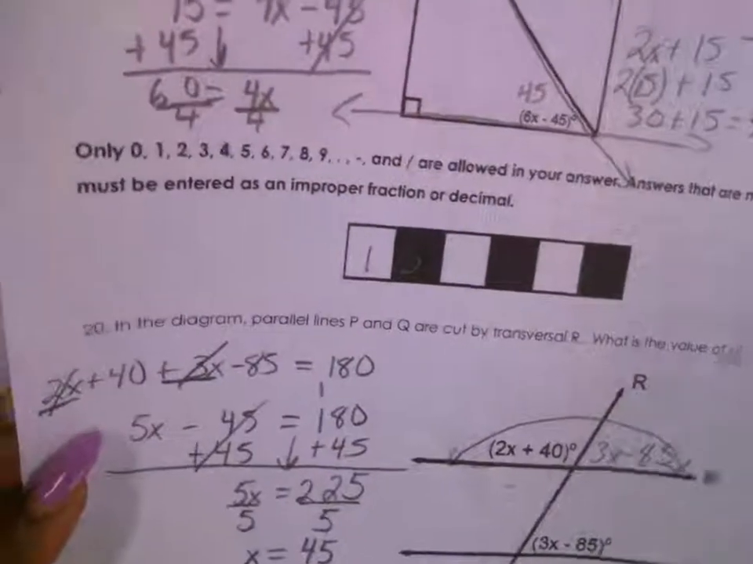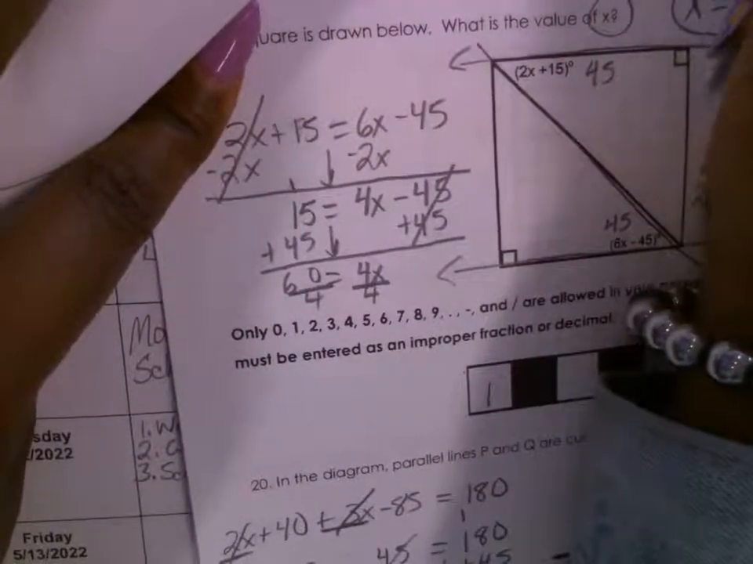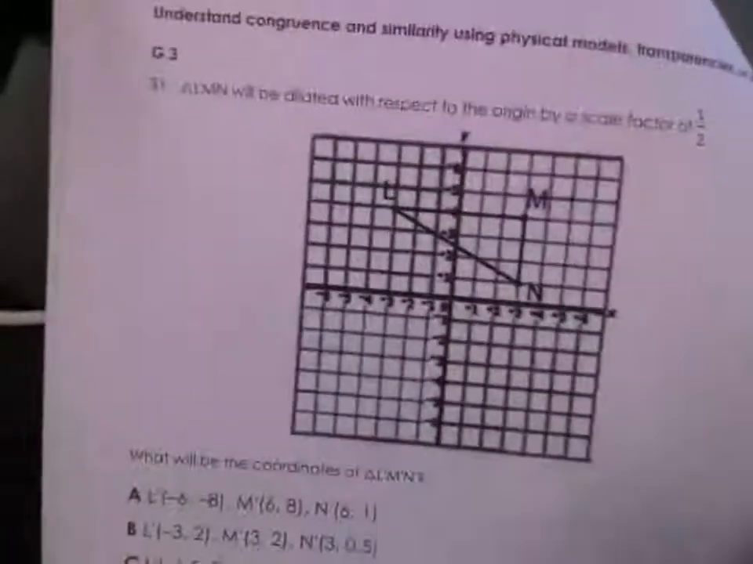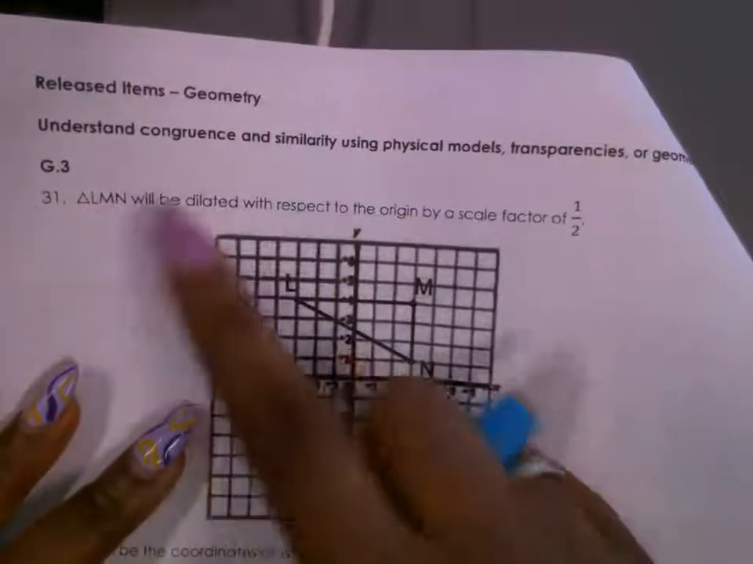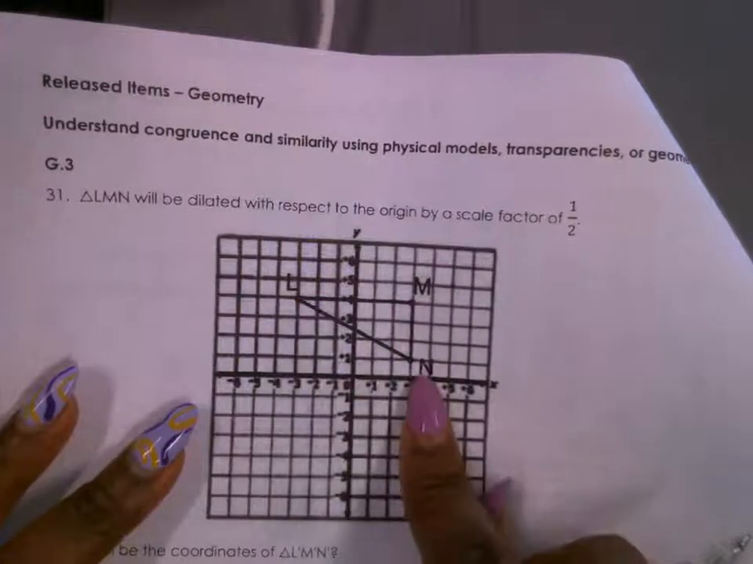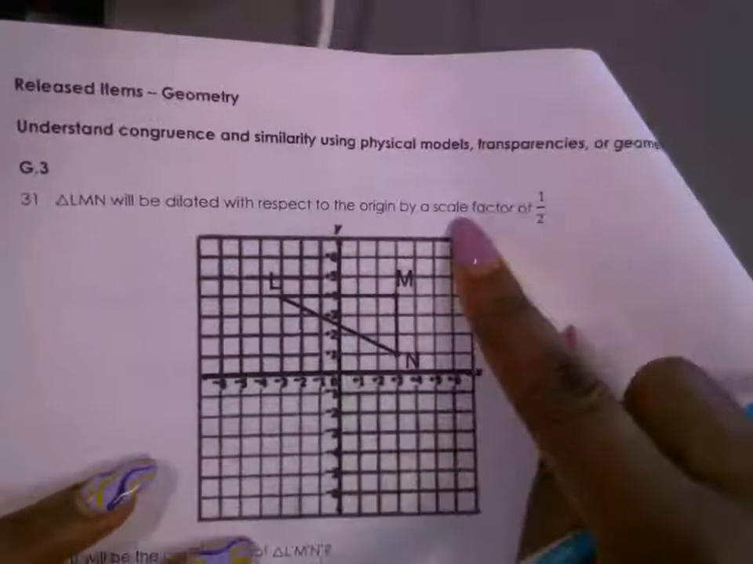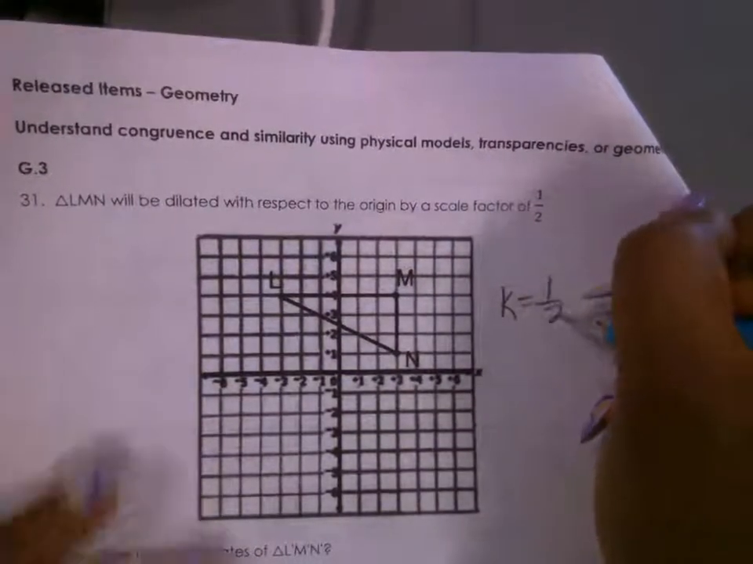All right, so now let's look at the homework, okay? We already did Monday together, remember that? So let's look at the Tuesday one. For Tuesday, it says LMN. This is L, this is M and N. This triangle can be dilated with respect to the origin by scale factor. Remember, the letter for scale factor is K. K is equal to a half.